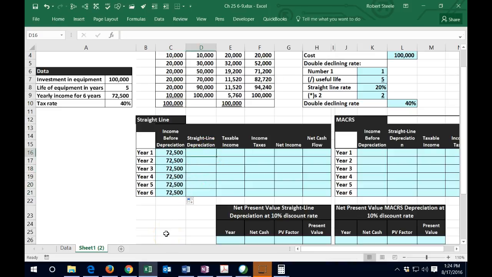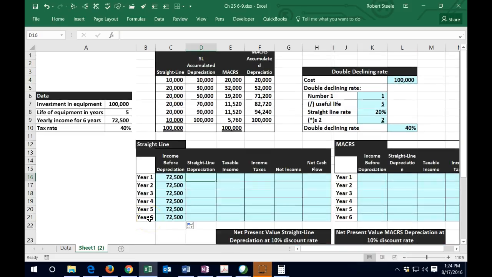And then we're going to have the straight line depreciation, which is up here in our data. So the straight line depreciation is going to be 10,000 for year 1. It's going to be equal to this 10,000 in year 1. It's going to be equal to the straight line 20,000 in year 2, 20,000 in year 3, 20,000 in year 4. A bit repetitive because it's straight line. And in year 6, we have that half year again. That's why we have 6 years, even though it's 5-year property.